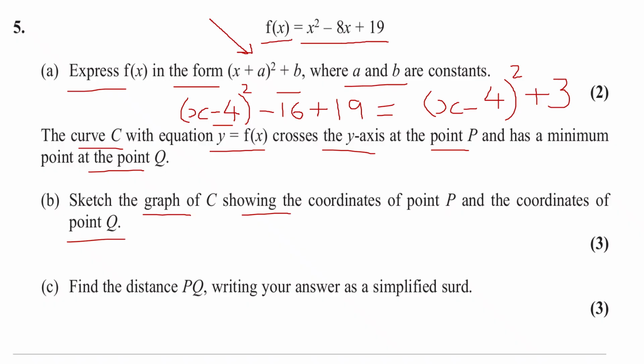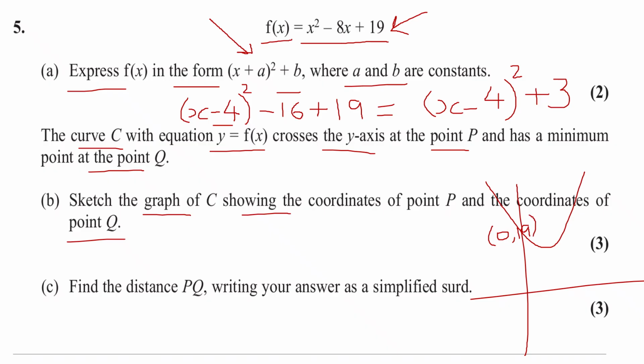So it crosses the y-axis at plus 19. So remember, the y-axis is when x is equal to 0. So if I have f of 0, we have 0 squared, which is 0, minus 8 times 0 is 0. So we have 0 minus 0 plus 19. So the coordinates of P, guys, is going to be 0, 19. Again, sorry that my drawing here isn't perfect.